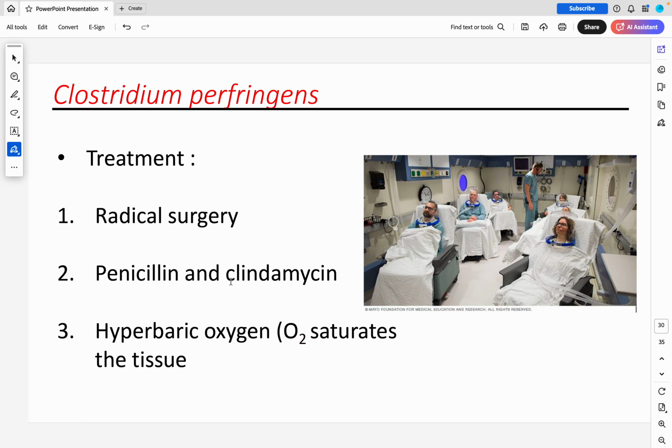There are also usual antibiotics that can be prescribed, such as penicillin and clindamycin. And in some cases, hyperbaric oxygen chambers are used. In this treatment approach, oxygen is saturating the tissue, killing the pathogen, killing the bacterial cells.